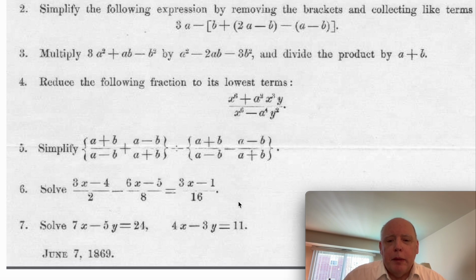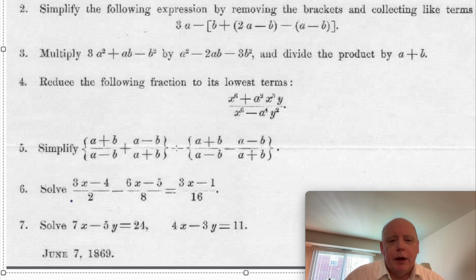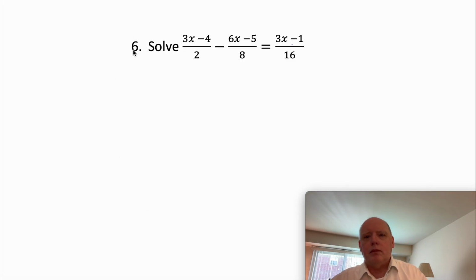So the next problem in our 19th century entrance exam is this one. We're being asked to solve for x. It's a linear equation involving x. So let's first clear the denominators by multiplying both sides of the equation by the least common multiple of 2, 8, and 16, which is 16. So we multiply the left by 16.